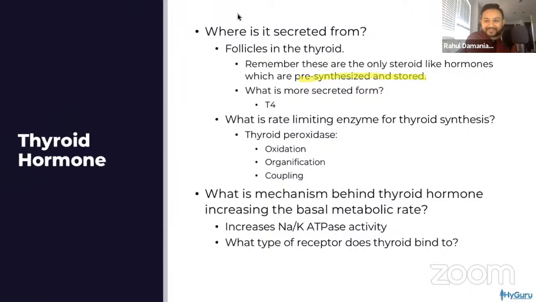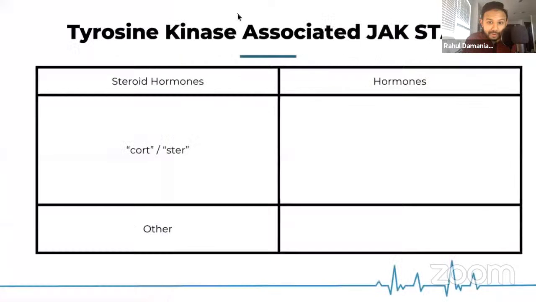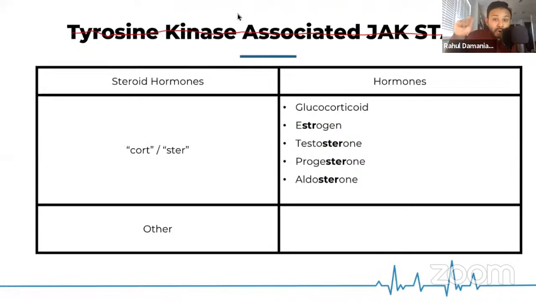So we alluded to this a little bit at the beginning of this slide, but just so that you are clear, what type of receptor does thyroid bind to? And that is actually an intracellular receptor. Remember, thyroid hormone is going to be similar to a steroid hormone. And so I apologize for the typo of the slide. I'm going to be mostly talking about steroid hormones on this slide. But remember that steroid hormones are going to have an intracellular or intranuclear receptor site. And the USMLE loves to go for that.